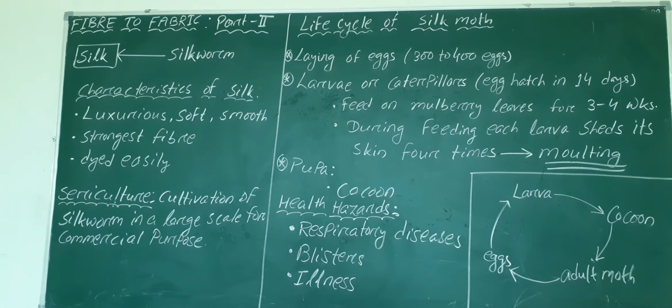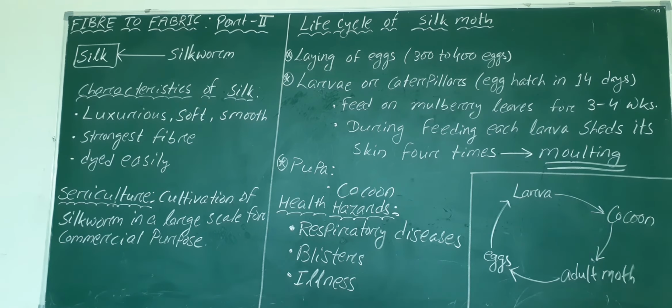After the caterpillar completely covers itself with the silk fiber, a cocoon is formed. At this stage the caterpillar is called pupa. The pupa develops into an adult moth and emerges from the cocoon about 3 weeks later.